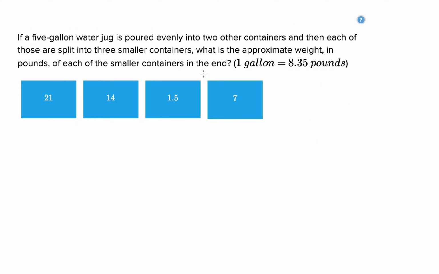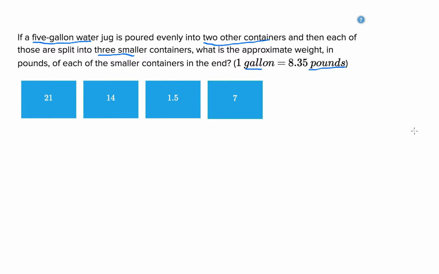So here we're given a 5-gallon water jug that is then going to be split into smaller containers twice, into 2 other containers, and then each of those are split into 3. And then finally, we're asked to convert the smallest container after both of these divisions from gallons into pounds.